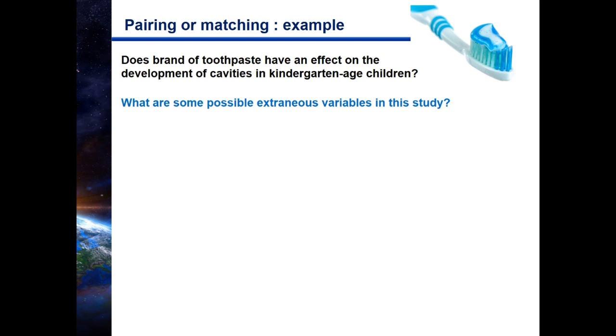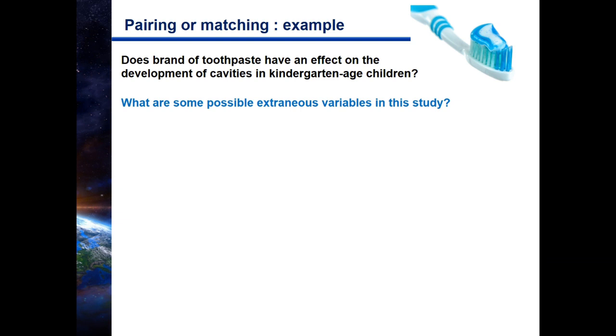And so you decide that you're going to test different brands of toothpaste, and you're going to use kindergarten-aged children. The reason why you're using kindergarten-aged children is because they have very thin enamel, and they eat a lot of sugar, so they're perfect for this study. Right? Now, what are some possible extraneous variables in the study? So our independent variable is brand of toothpaste. And let's just pretend that we're going to compare, I think it's Crest and Colgate.